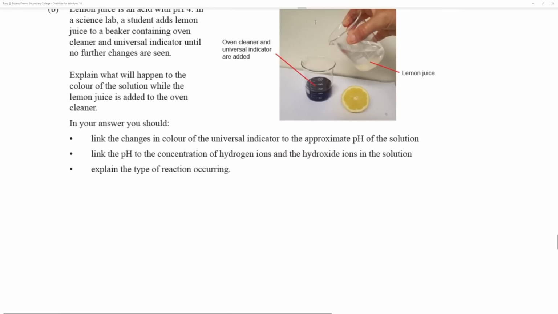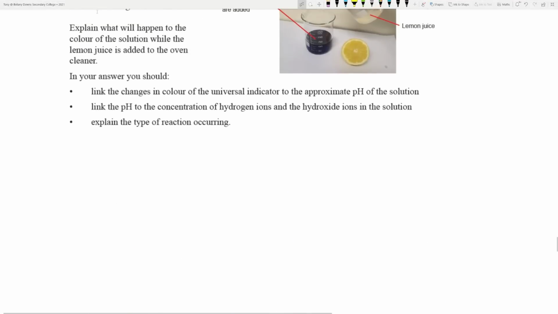Okay, nice and easy. I think this is the last question. Oh yeah, this is the last question. Oh my god, what a short paper.